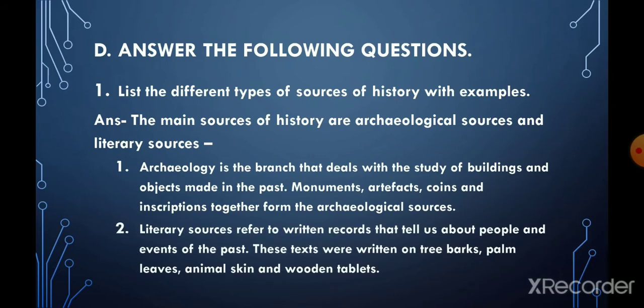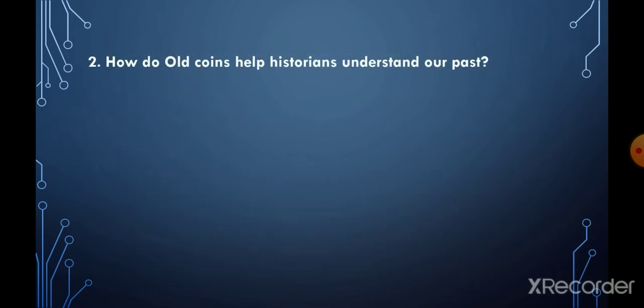Next comes literary sources. Literary sources refer to written records that tell us about people and events of the past. These texts were written on tree bark, palm leaves, animal skins, and wooden tablets. Number 2. How do old coins help historians understand our past?